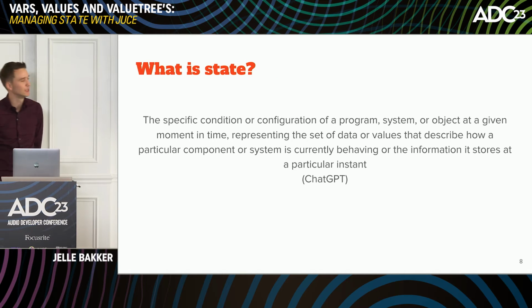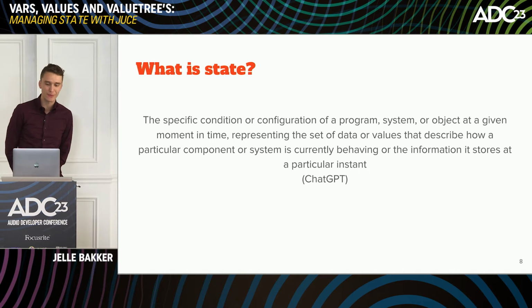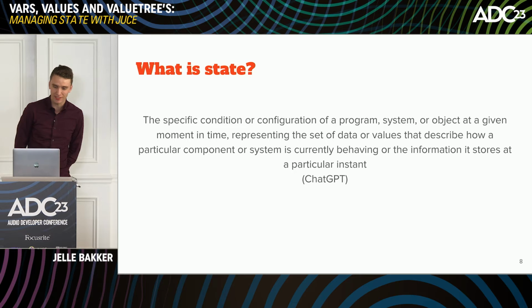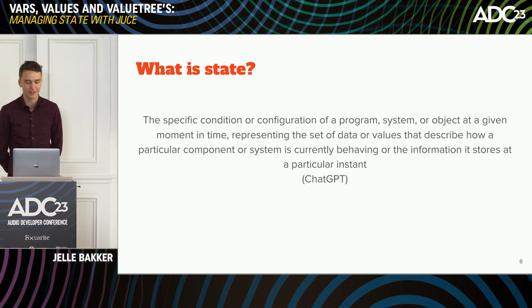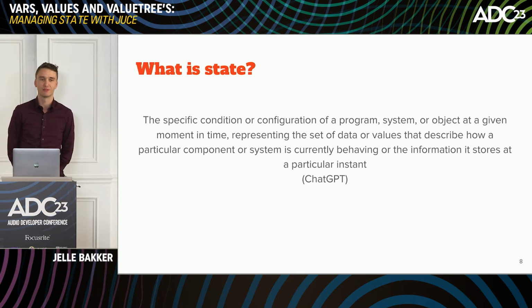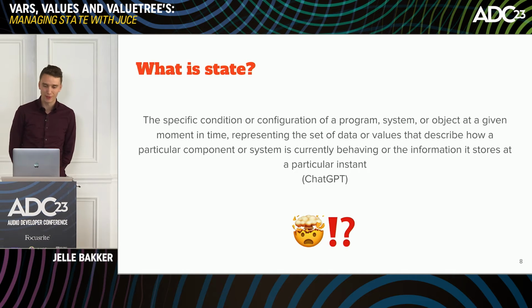So I asked ChatGPT what he thought that state was. So he gave me a really nice answer. So he said that it's the condition or configuration of a program, system, or object at a given moment in time, representing the set of data or values that describe how a particular component or system is currently behaving, or the information it stores at a particular instant. So it's correct, but it's really abstract in my opinion. So that's kind of how I feel when I hear this.